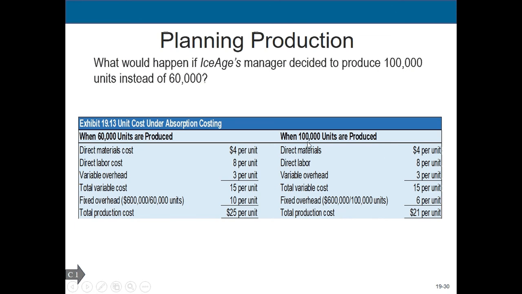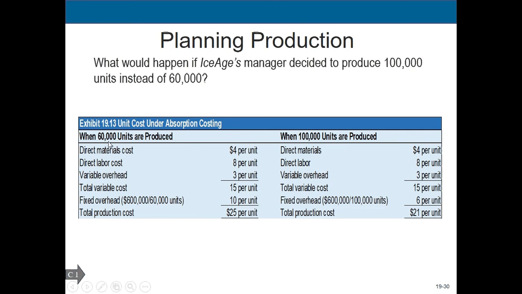But look at what happens when 100,000 units are produced. Under absorption costing, production cost is only $21. Wait, the higher the production cost, the lower the net income. The lower the production cost, the higher the net income. This is the lower production cost. It's going to make a higher net income, and all we did was produce 40,000 more units. Why is this? I mean, it seems contradictory, right?